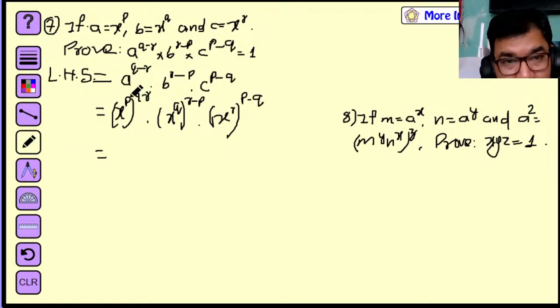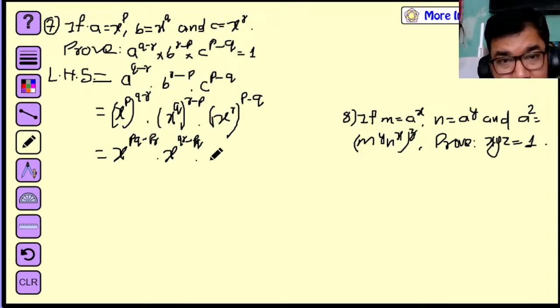When you remove this bracket, this power and this whole power will multiply. Then it will be x to the power pq minus pr. And here, into x to the power, also remove the bracket, this will be qr minus pq. And similarly here, it will be x to the power pr minus qr.